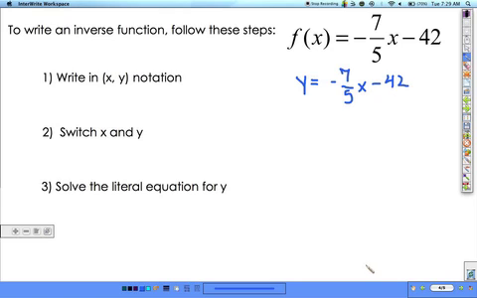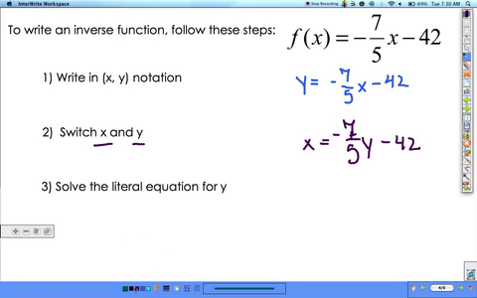All right, so an inverse function is really just the function where x and y are in opposite places, and then we'll go from there. So we'll switch x and y. So instead of writing y, I'll write x is equal to negative 7/5 y minus 42. Not so bad.